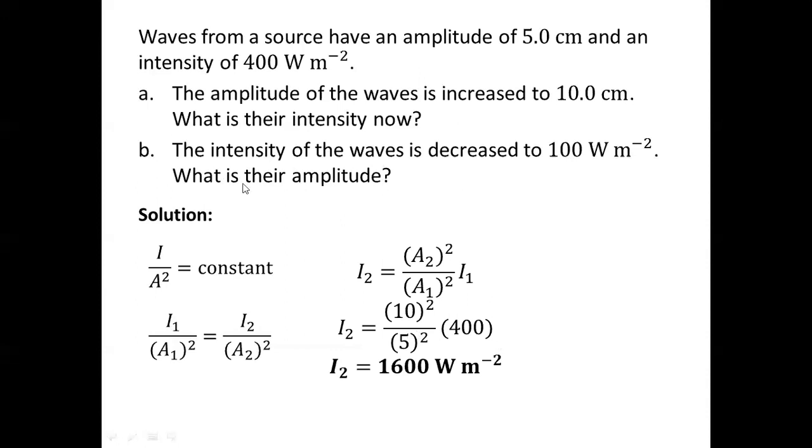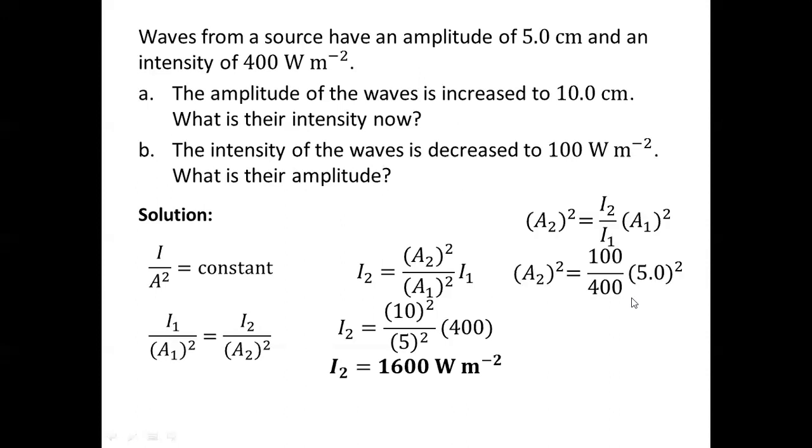For letter B, we were asked for the amplitude. So manipulating this equation and isolating a sub 2 squared, we have this. And substituting the given values, we have 100 over 400 times 5 squared. 100 over 400 reduces to 1/4, and then we retain 5 squared. We then get the square root of each side, giving us 5 over 2, or simply 2.5 centimeters.